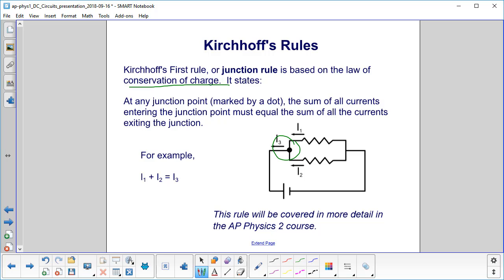We actually used this when we were calculating the equivalent resistance for resistors in parallel. And that, of course, is a conservation of charge. I think we mentioned it back then. All the charges that come in must come out. So I1 plus I2 is equal to I3 in this picture. And we'll cover this in more detail in the AP Physics 2 course.